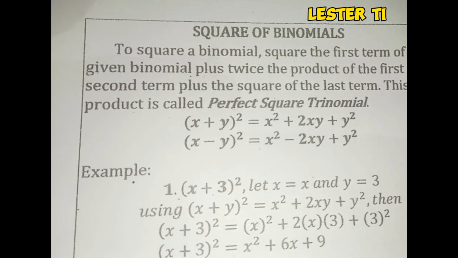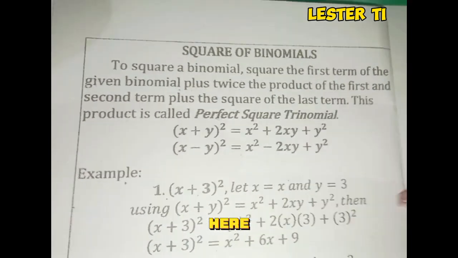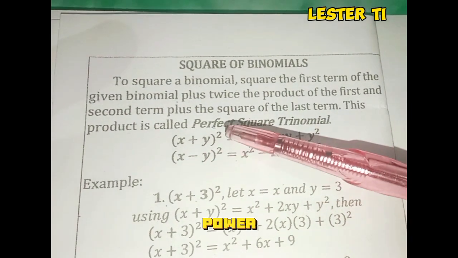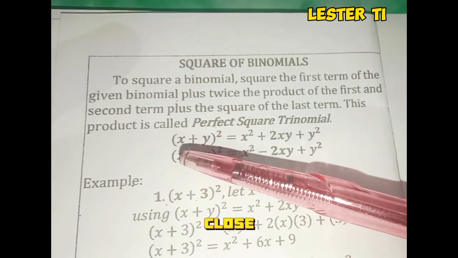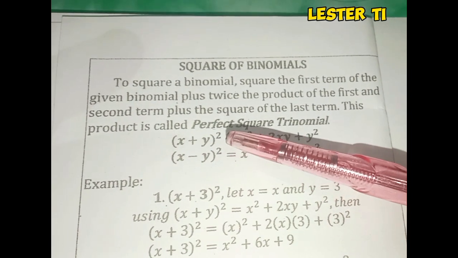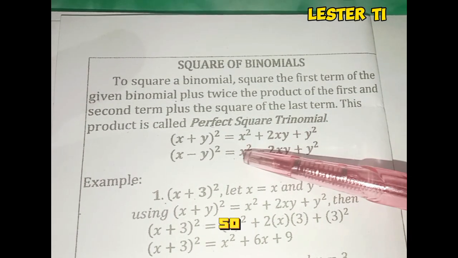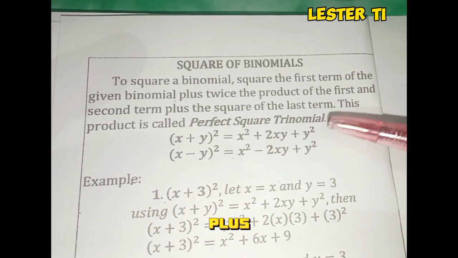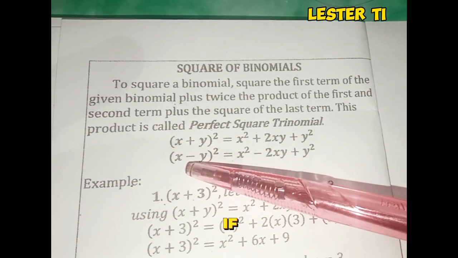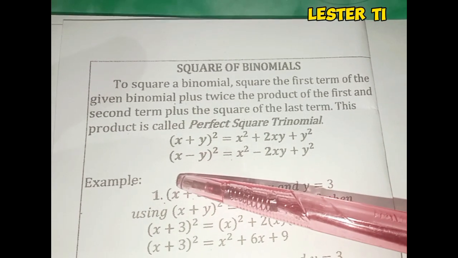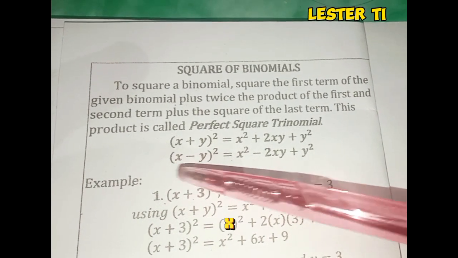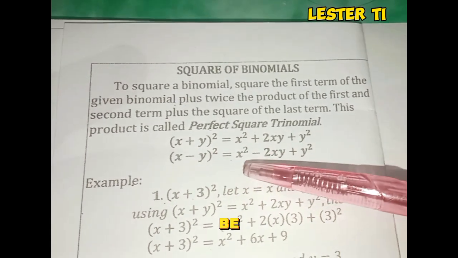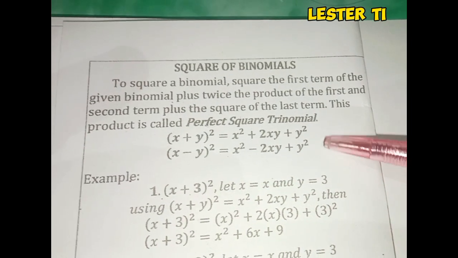Okay, so we have here the quantity of x plus y raised to the power of 2, or open and close parenthesis x plus y squared. So it becomes x squared plus 2xy plus y squared. In the same way, if the operation is minus, the quantity of x minus y raised to the power of 2, the result would be x squared minus 2xy plus y squared.